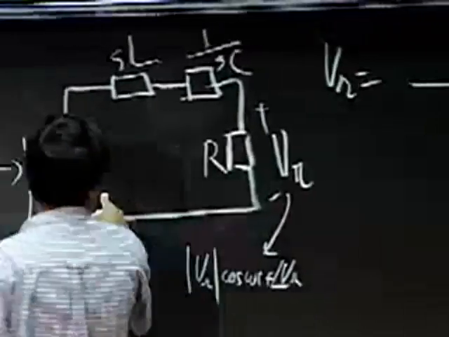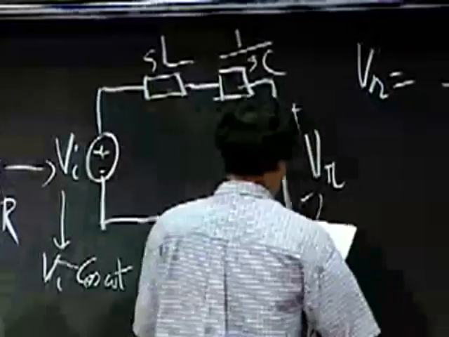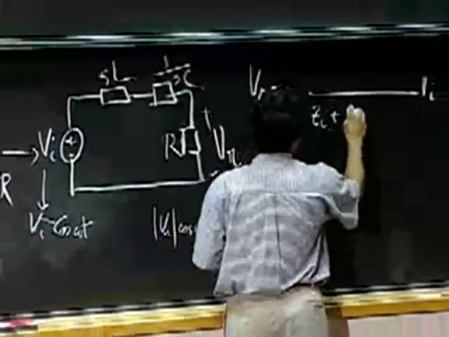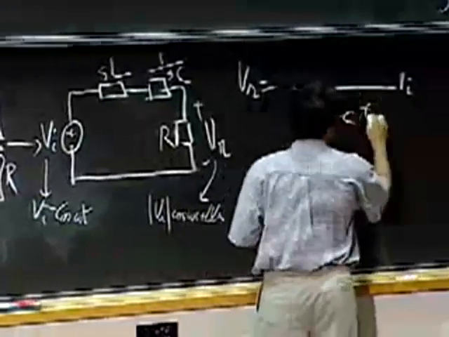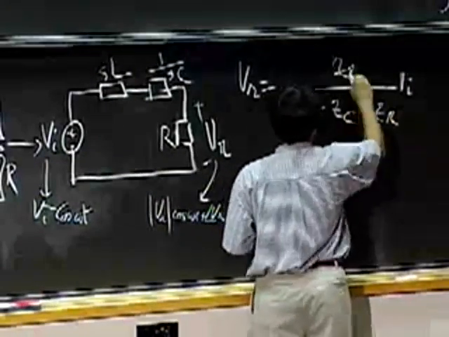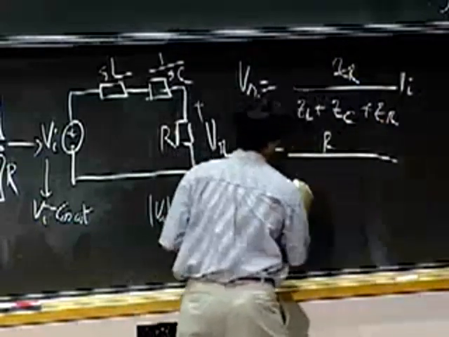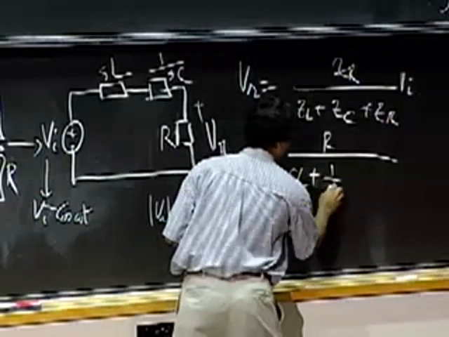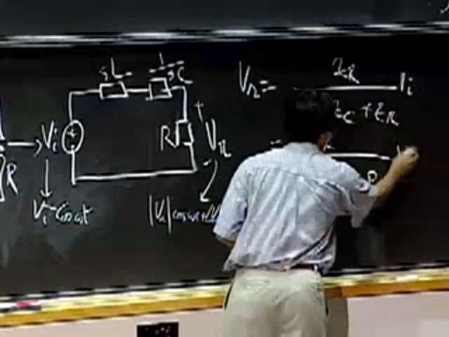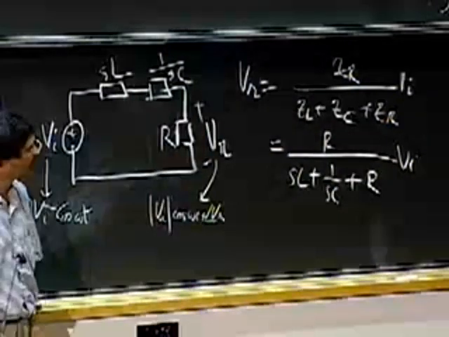It's the voltage divider action again times VI. And the voltage divider action is, in the denominator, I sum these thingamajigs. So ZL plus ZC plus ZR, with ZR in the numerator. And ZR is simply R. ZL is SL. ZC is 1 by SC. And R is R, times VI.